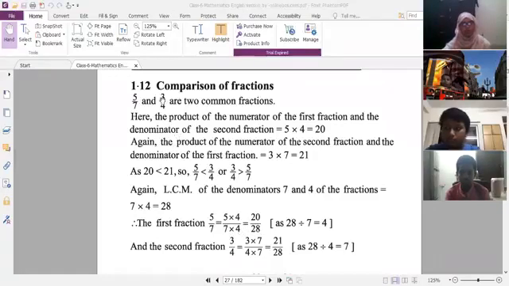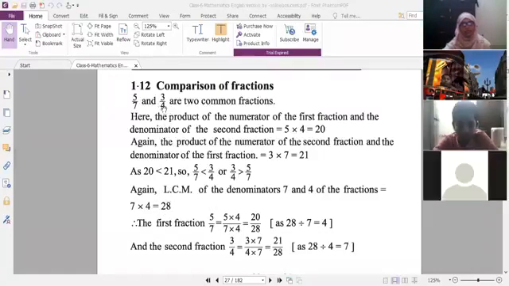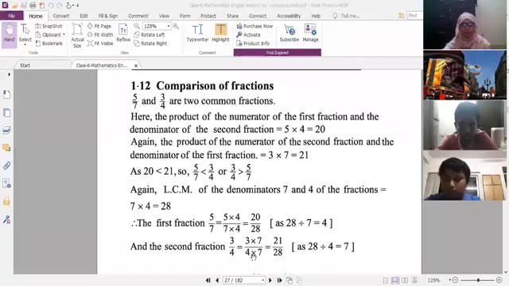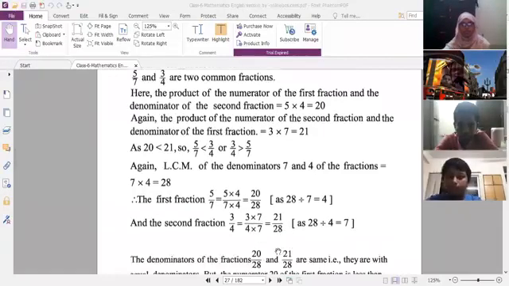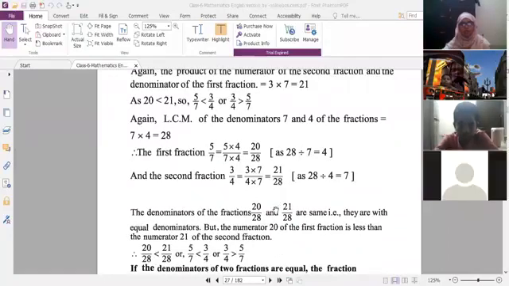For the second fraction, 3 by 4, here 4 is the denominator. Now divide this LCM by this denominator. We get 28 by 4 is equal to 7. Now multiply this numerator and denominator by this quotient. We get 3 into 7 by 4 into 7 is equal to 21 by 28. Here we see that 21 is greater than 20.